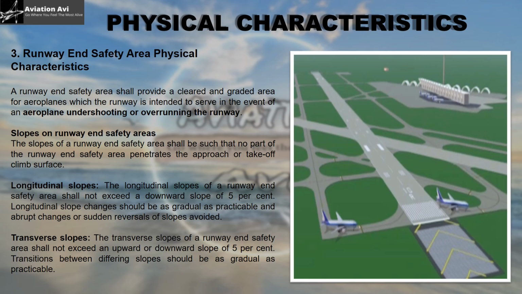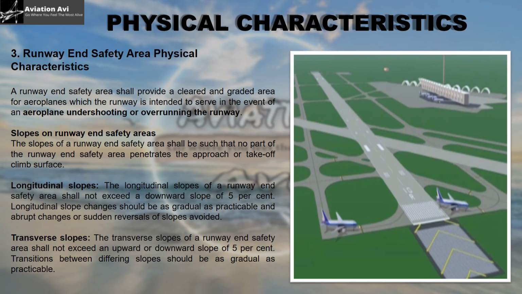So it is evident that in order to fulfill this purpose, the area of the RESA shall be clear and graded. Further, the slopes on the runway end safety area shall be such that no part of the RESA penetrates into the approach or takeoff climb surface. As we know, the RESA starts from the end of the runway strip, which is also the location for the start of the takeoff climb surface and the approach surface. Thus, the slope of the RESA shall be such that it does not penetrate into these surfaces.